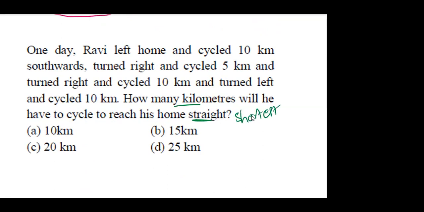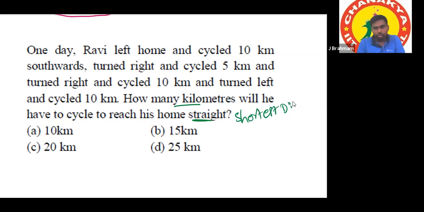Sir, can't we just add all the distance? No, no, no. He has used the word straight. He has to reach the starting point in the straight way. Suppose he may use this path and then this path and then this path and then this path. But he is asking for this straight distance, not all the distance. What is the shortest distance?